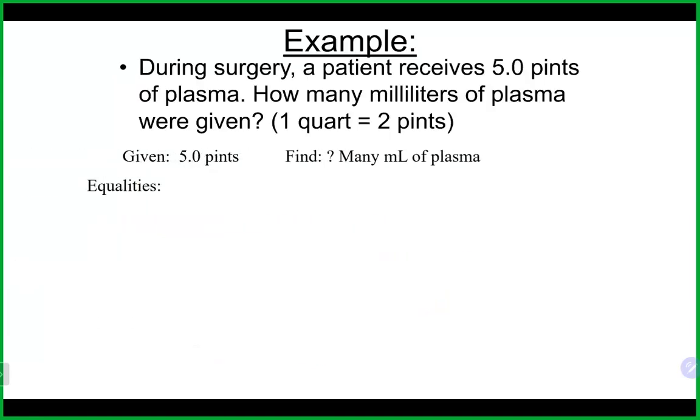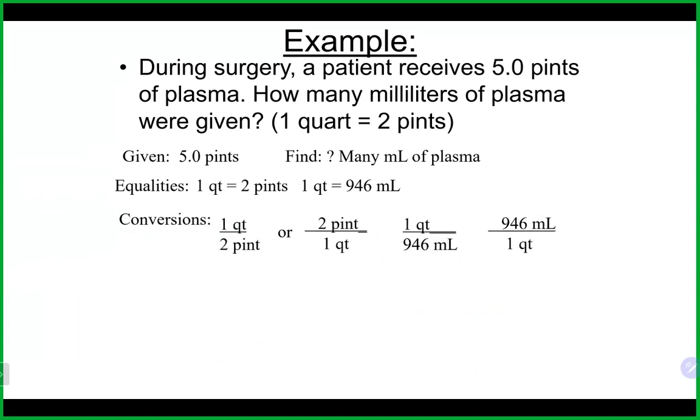All right, so a patient receives 5 pints of plasma. How many milliliters of plasma did they get? A couple of quantities, some conversion factors that you could maybe use. So give it a go, set it up with dimensional analysis, see what you come up with.